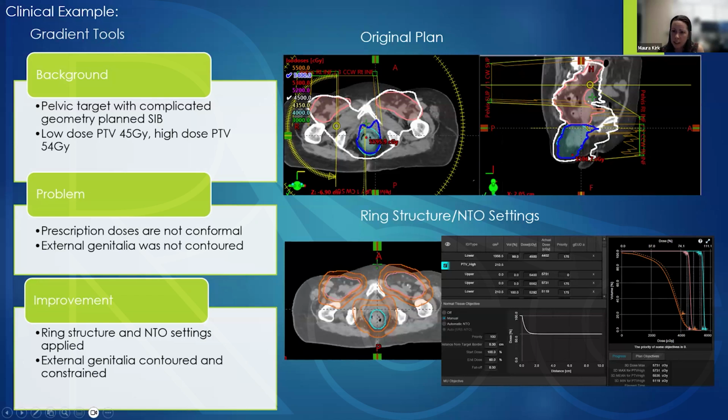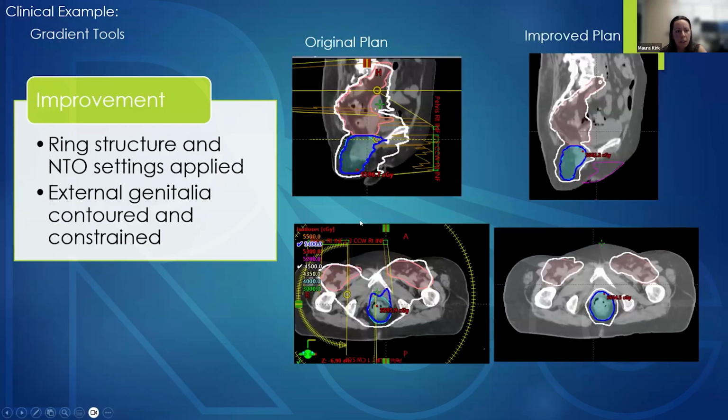And then additionally, in this case, the external genitalia, which is anteriorly here, was not contoured. So then something that you might suggest to improve the plan would be to use some kind of a ring structure. Here's an example, and this is the NTO settings that were applied. And then you could recommend to contour the external genitalia and apply a constraint. So the improvement for this plan, again, is to add the ring structure, to use some NTO settings, and to contour and constrain the external genitalia.